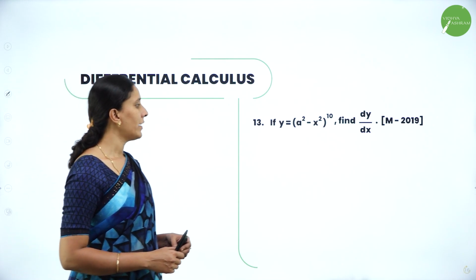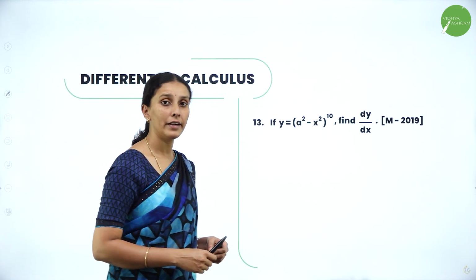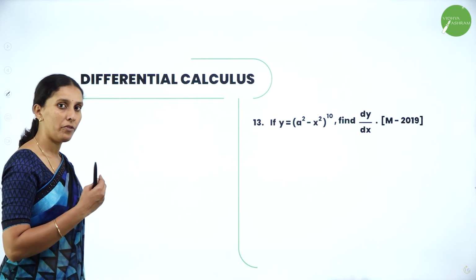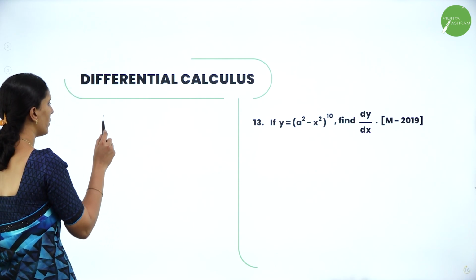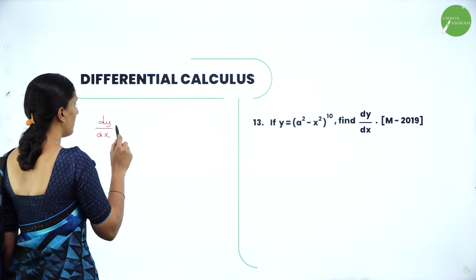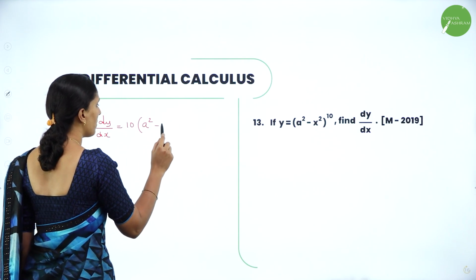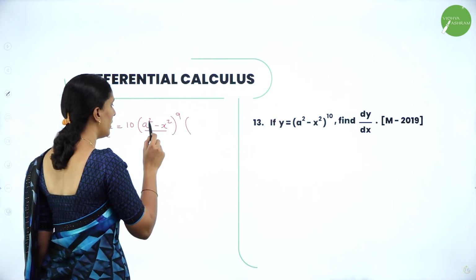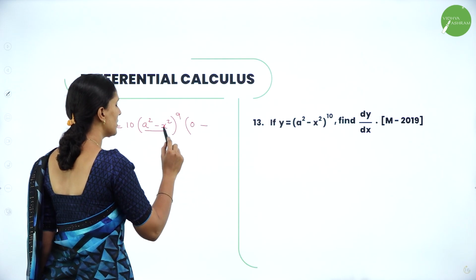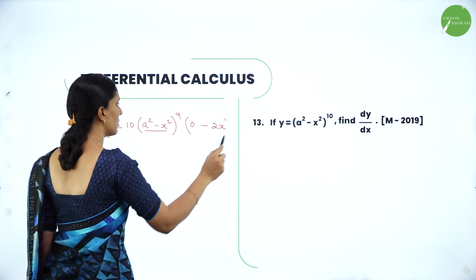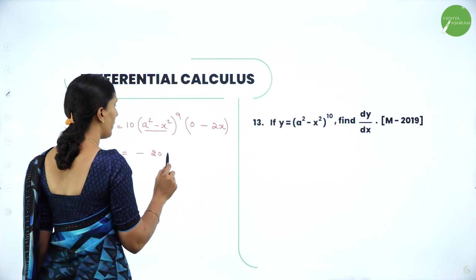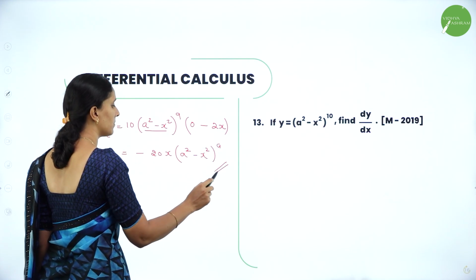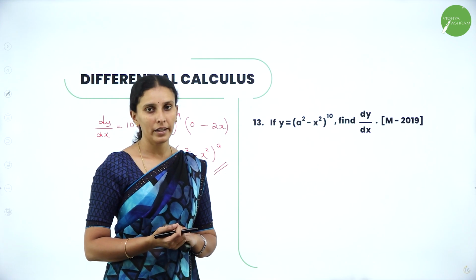Next we have, if y is equal to a square minus x square to the power 10, find dy by dx. So when we have any function to the power n, we will write it in the form of n into x to the power n minus 1. So therefore, here dy by dx can be written as 10 into a square minus x square whole power 9. Next we have the function here, derivative of a square will be 0 minus derivative of x square is 2x. So therefore the answer is minus 20x into a square minus x square whole to the power 9. So this is how we are going to derive the given function.